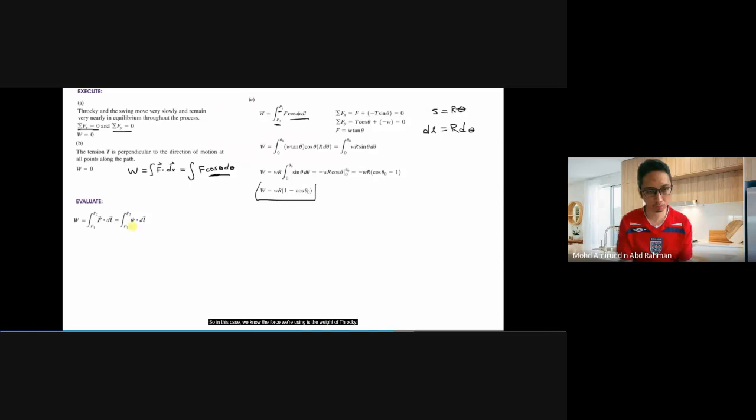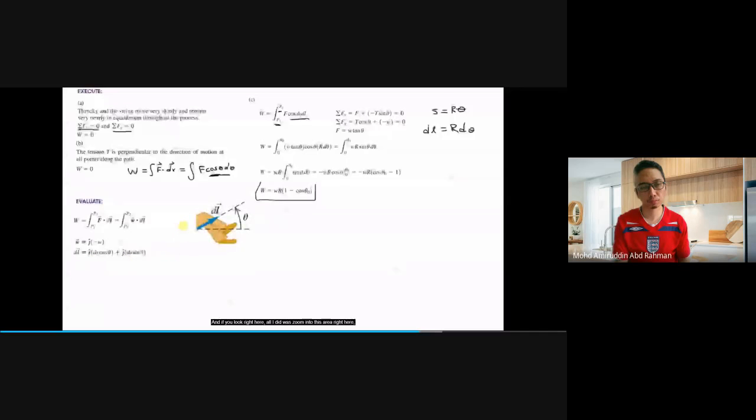So in this case, we know the force we're using is the weight of Rocky. So when we look at what these vectors actually are, the weight vector is actually just negative w, where w is the mass of Rocky times g, times j hat. J hat corresponds with the vector in the positive y direction, and then this negative sign lets us know that it's actually downward. And then dl is the interesting vector. We actually have two components of it.